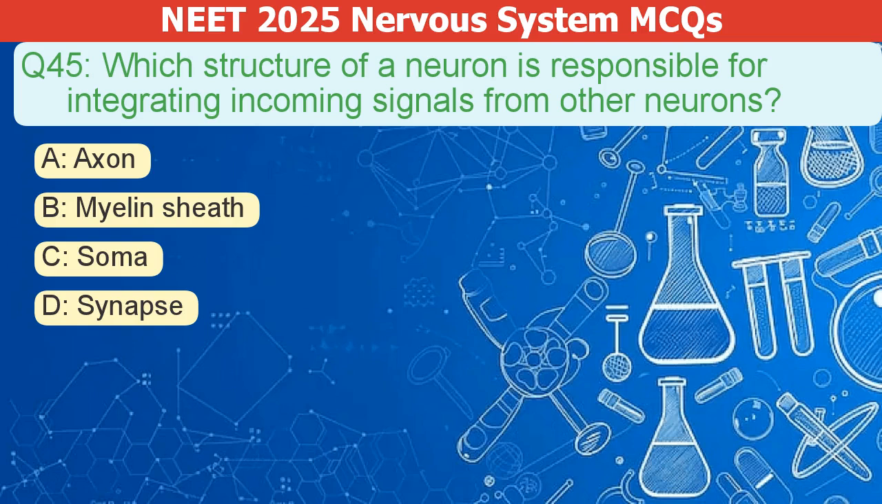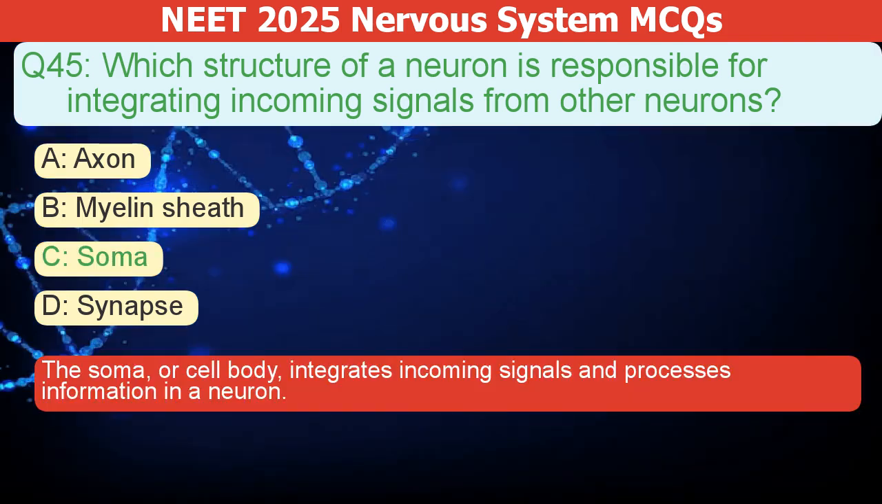Which part of a neuron integrates signals from other neurons? A. Axon. B. Myelin sheath. C. Soma. D. Synapse. The correct answer is C. The soma, or cell body, integrates incoming signals and processes information in a neuron.